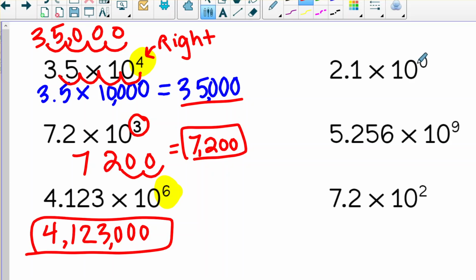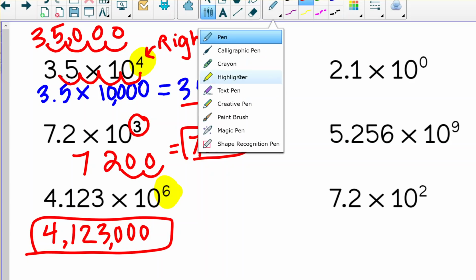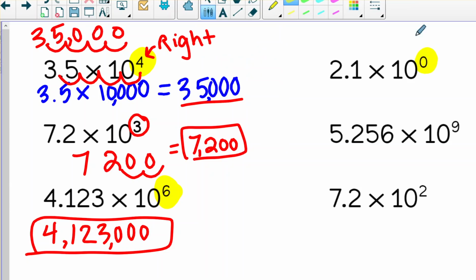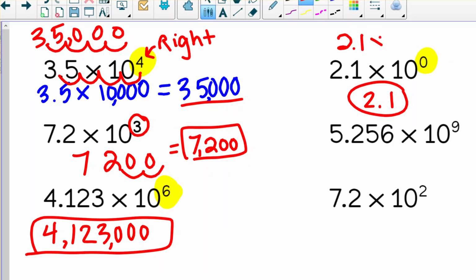Looking at this example, I have an exponent of 0, which means I'm not going to move my decimal at all. So my answer is 2.1. Now let's think about what this means. We know that anything to the 0 power is 1. So 2.1 times 1 is indeed 2.1.